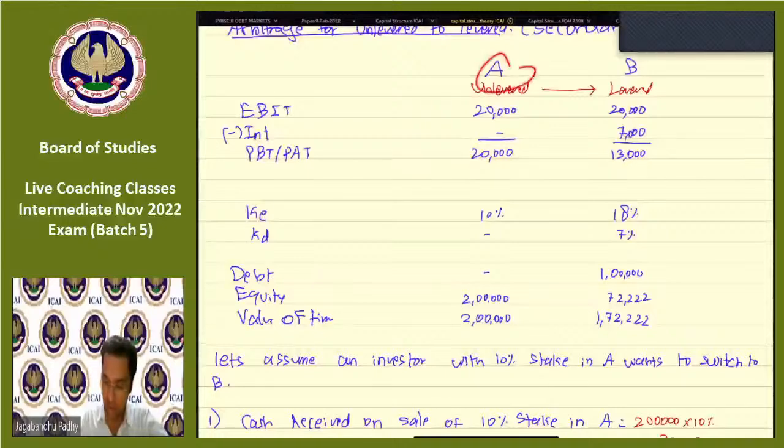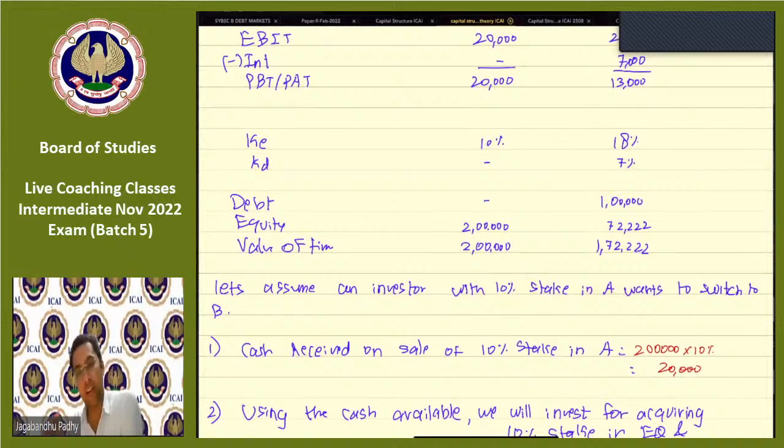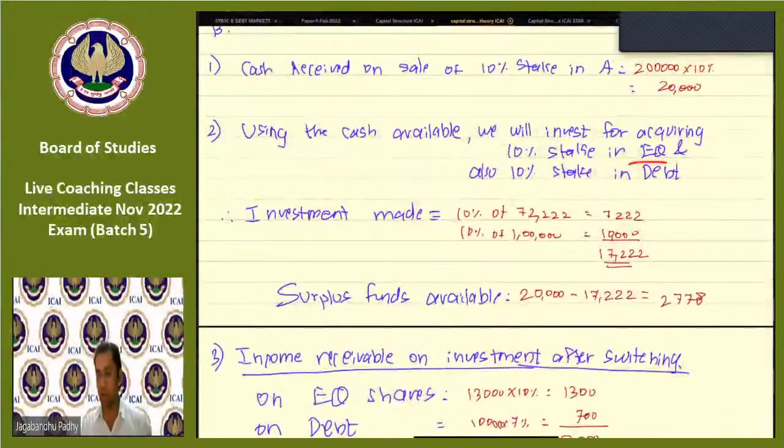Earlier I was having a 10% stake in A. Now when I'm switching over to B, I should also have a 10% stake there, because I liquidate a 10% stake from one place and put it over there. Earlier I was having 10% power. Now if I have 15% power, definitely my income is going to be higher. So I want to compare, with the same level of stake, will I be able to get a better return or not? And therefore we acquire 10% in equity and 10% in debt. Okay. So the investment made is 17,222 and we still have this surplus cash available with us.